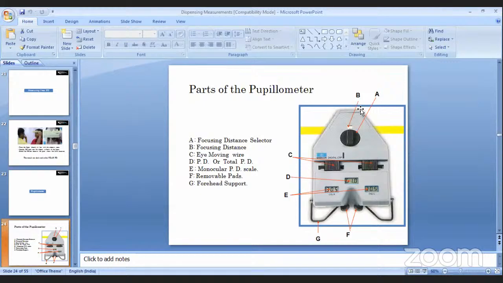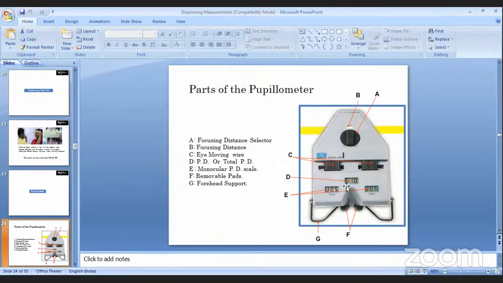The area denoted by B shows the distance selected, where the patient is actually focusing inside the machine. The structure shown by C is the knobs which you need to move and align with the pupil reflex. Please remember, here you are not bisecting the center of the eye pupil. Here you are aligning the black line seen inside the machine with the pupillary reflex. So this machine works on pupillary reflex measurement.